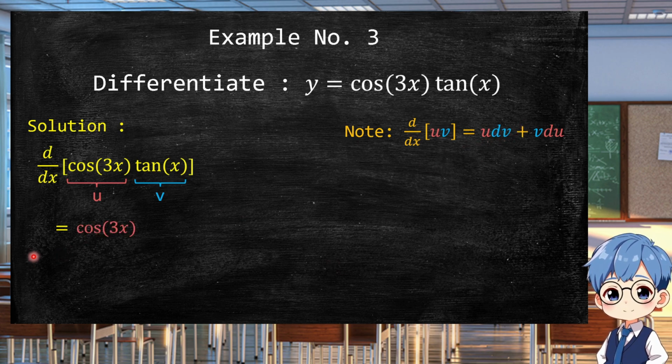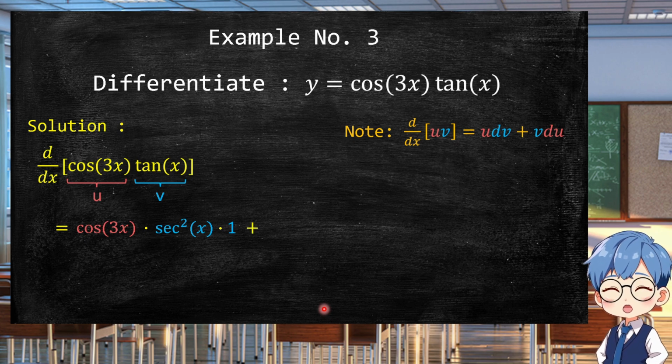So we will write u first. So we have cos²x and then times the derivative of v. So derivative of tangent is secant squared. So we have times secant squared x. Then of course times the derivative of the angle. Derivative of x is simply 1. So that's why there is a times 1 here. And then plus v du.